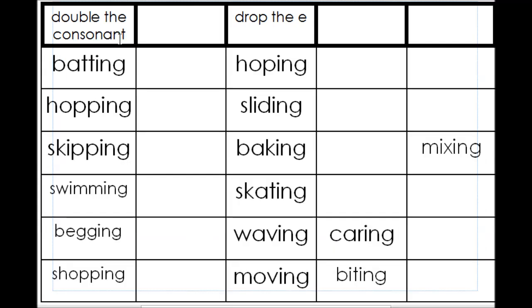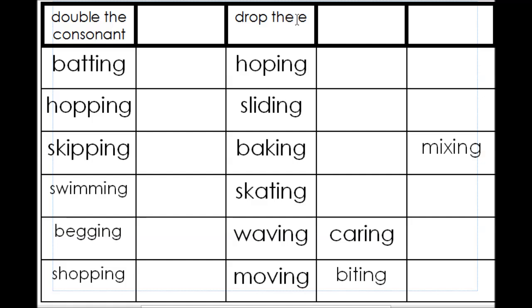All right, welcome back. Hopefully your sort looks just like mine. You can see all those double consonants here underneath our rule, doubling the consonant. Notice that all vowels under this rule are short vowels. Short vowel a, e, i. So we have batting, hopping, skipping, swimming, begging, and shopping.